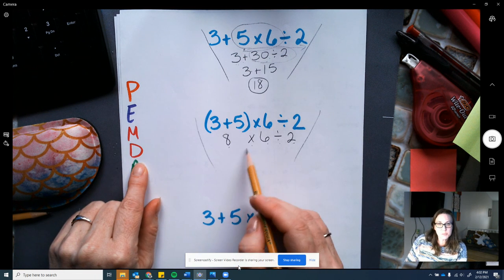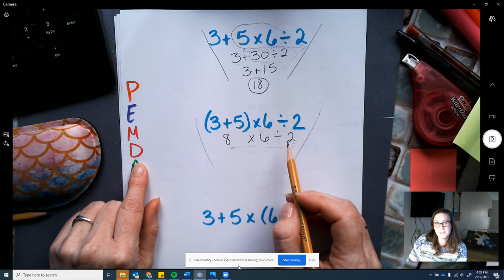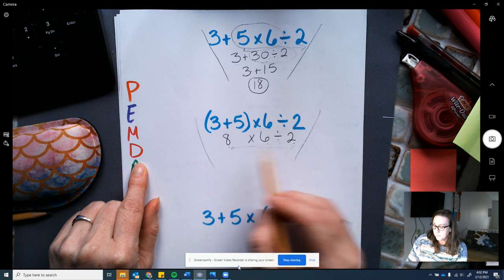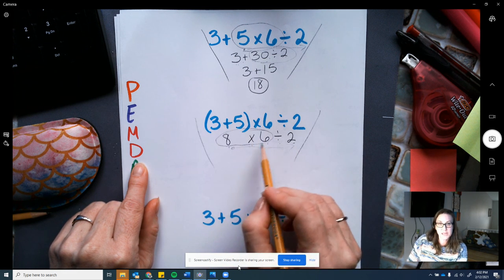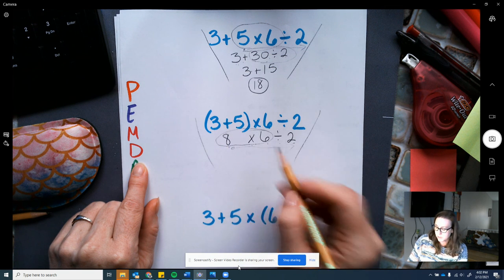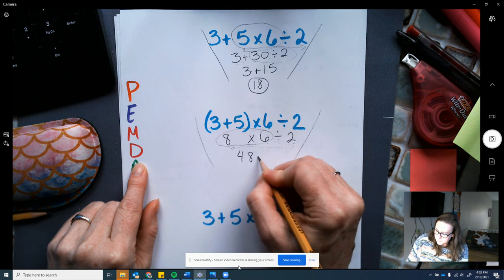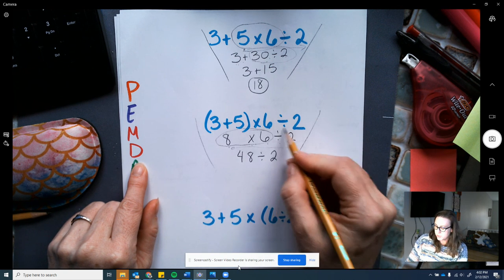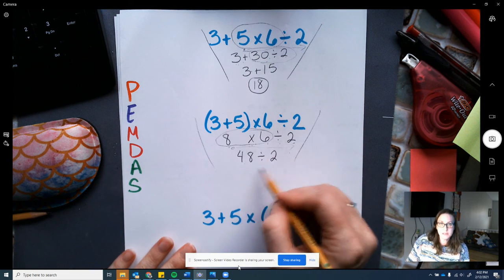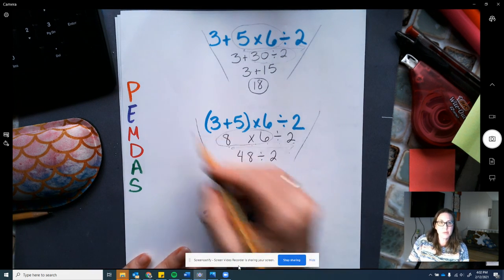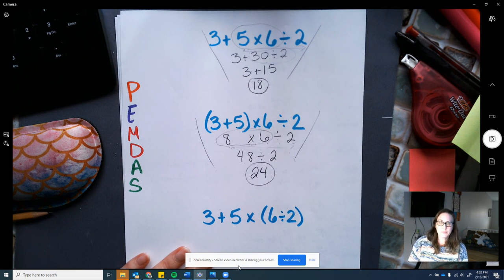I do have multiplication and division, but I have to go left to right because I have both of them, and one's not more important than the other. I just have to go left to right now. So the first thing I'm going to have to do is the multiplication because that's the first thing I come to. 8 times 6 is 48 divided by 2. So I'm just going to rewrite the rest of it over here. 48, I have one operation left. So I don't have to worry about PEMDAS. My answer is 24. All right.